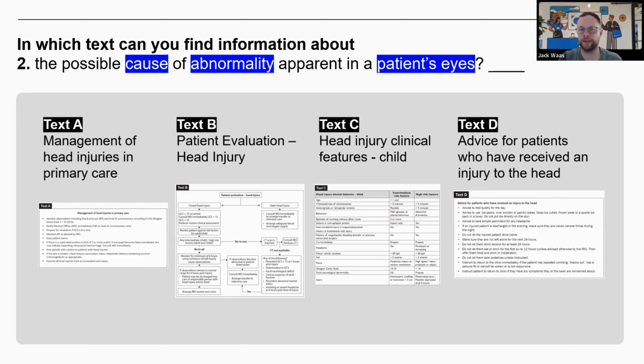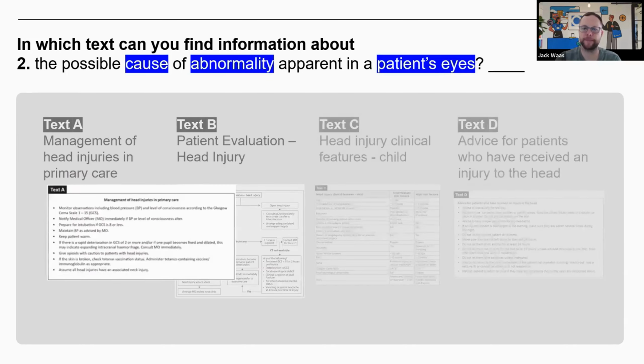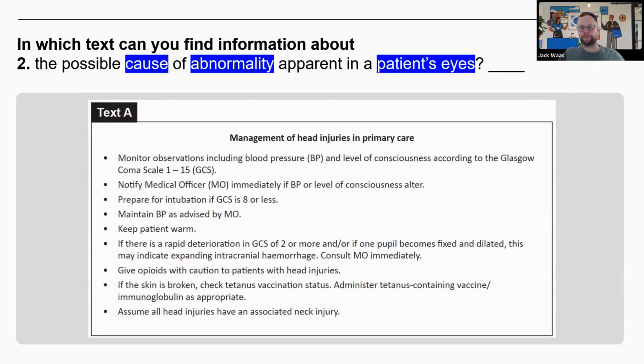All right, I see a couple of answers. Let's go ahead and take a look here. We're probably going to find the answer in one of these two texts, A or B. So let's zoom in first on text A. Can you see anything related to eyes here? Let's take a closer look. Related to eyes.